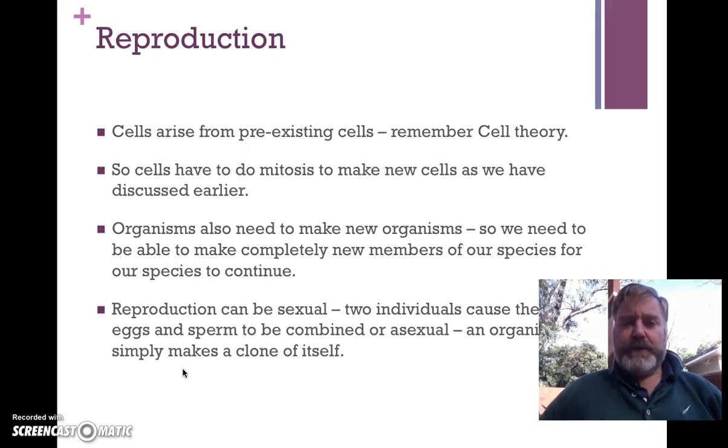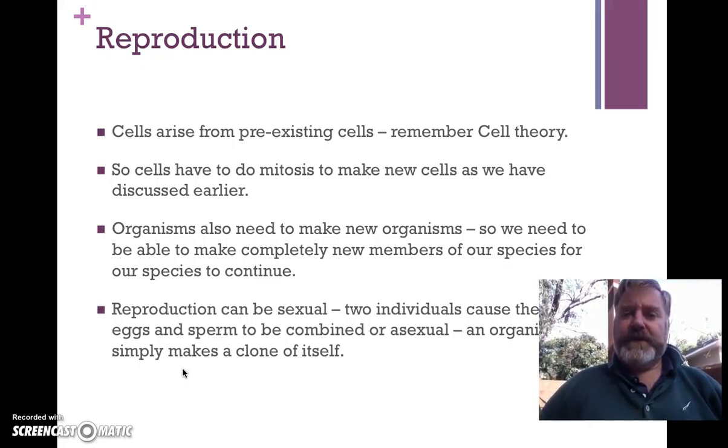Of course, we need to reproduce. If you think back to cell theory, cells always reproduce from pre-existing cells. So we need cells to do mitosis. We talked about mitosis quite a bit before we went to City Bound with Mrs. Anderson. So cells are always doing mitosis to make new cells. That's how you get bigger, that's how you grow. But even if you're a single cell, it's how you make new copies of yourself.